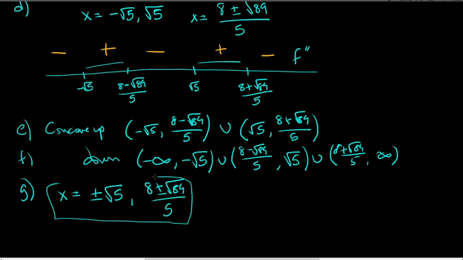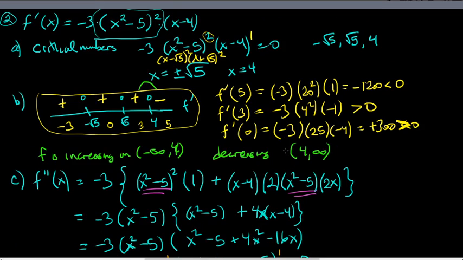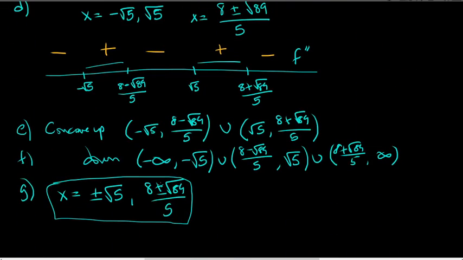So there's 4 inflection points, right? 4 inflection points, but only one maximum, and that was at x equals 4. So negative root 5 and positive root 5 are not maximum or minimum points, but they are inflection points. So I hope that helps for number 2.